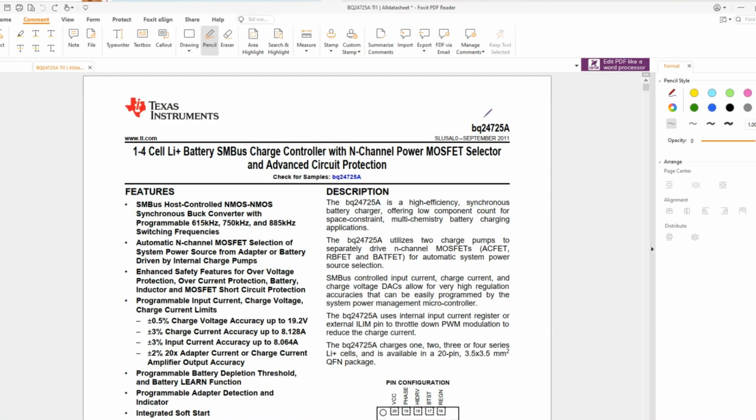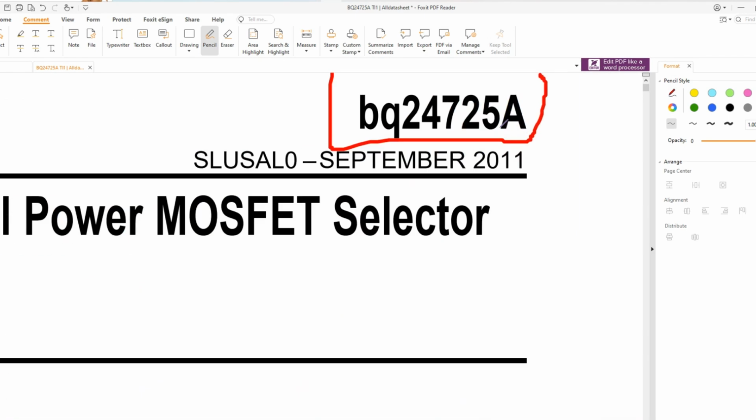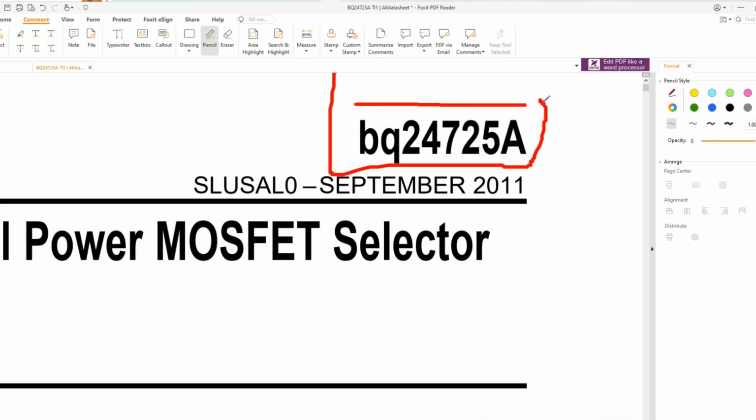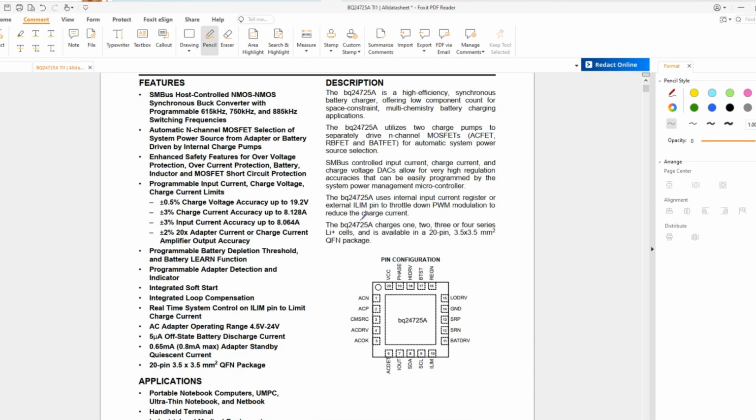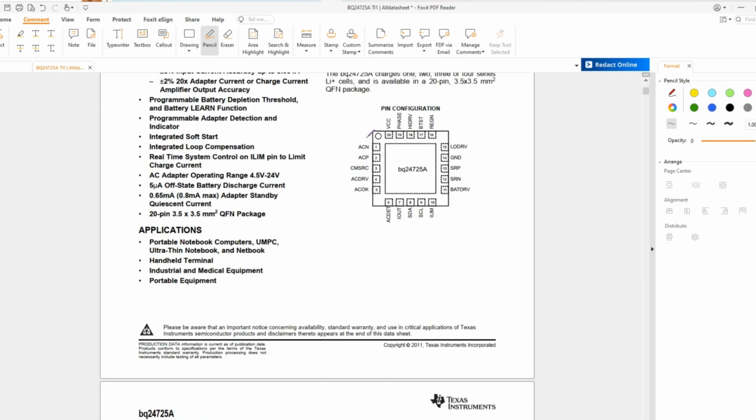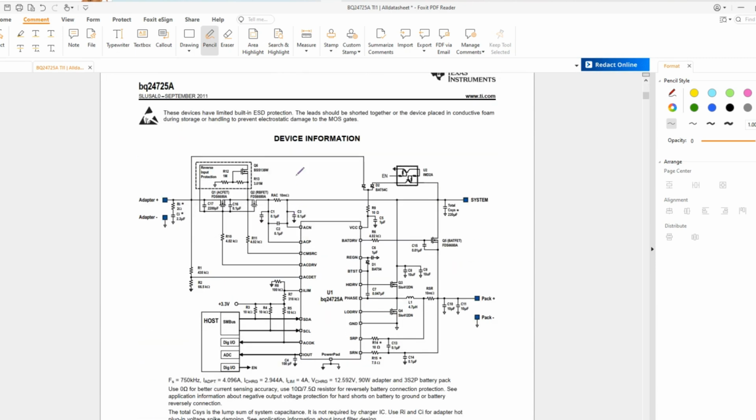Okay, so this is the charger IC in this motherboard. You can see it is BQ24725A. So this is the charger IC in this motherboard, and if you go down we can check its pinout details. Here we have the pinouts, and here we have the device information and overview of the charger IC.